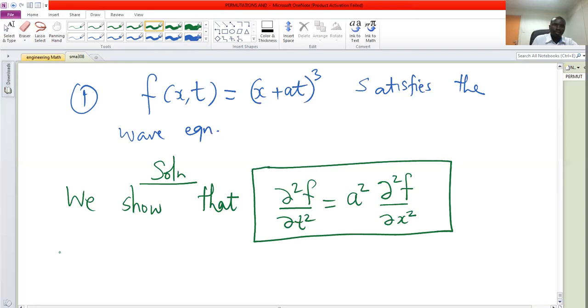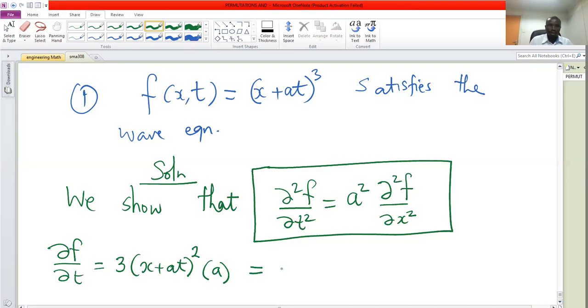So partial f partial t: use the chain rule here. Fixing this to be u, we have 3 times (x plus at), and then the power reduces by 1, so you have 2. You multiply by, when you differentiate inside with respect to t, you get a. So partial f partial t is 3a (x plus at) squared.